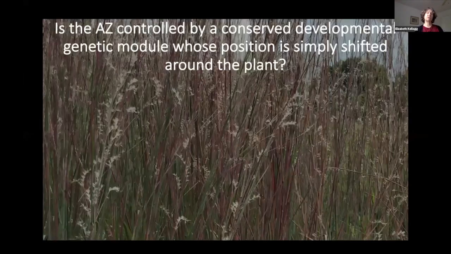So this raises a really obvious question from the point of view of genetics and development. And the question is, is there just a single abscission zone module that the plant sort of just moves around depending on where it's going to form? There's a single module conserved, and then maybe the transcription factor or something that sort of says, oh, I'll put it here or put it there. This would be one possible explanation of the evolution. And so this is the question I'm going to be talking about today.